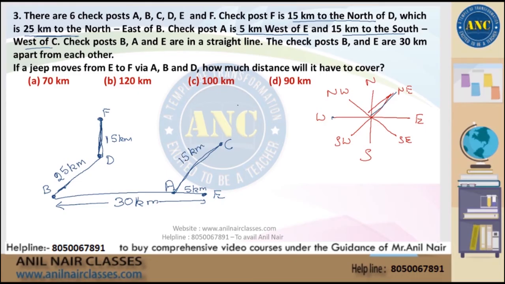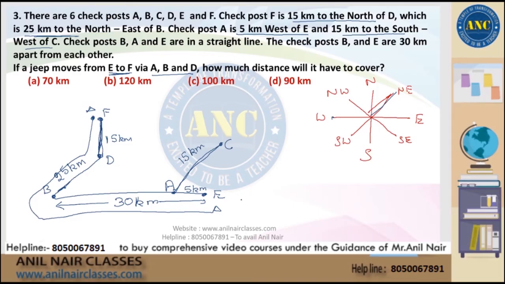Okay. Now, look at the question. If a jeep moves from E to F via A, B and D, how much distance will it have to cover? The jeep starts from here and it will end here. It will go via A, B and D. So, it will go from here to A, then to B, then D and from there it reaches point F. Okay. Now, what is the total distance it covers?